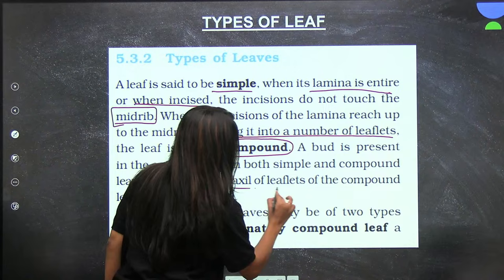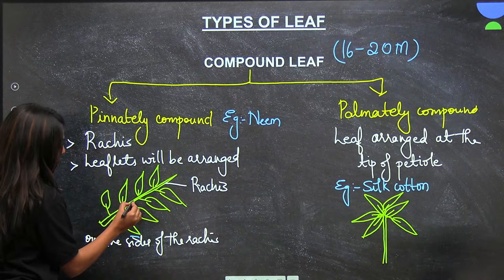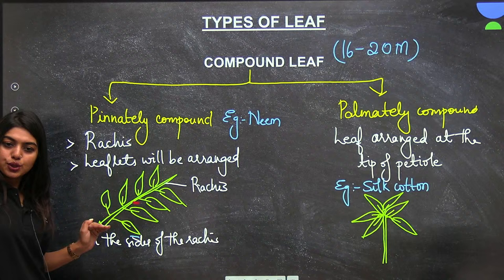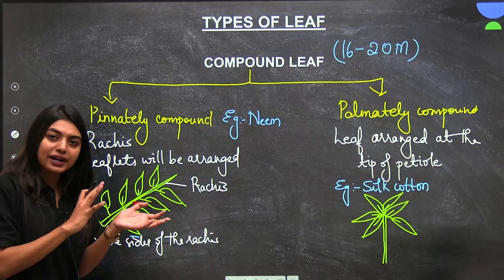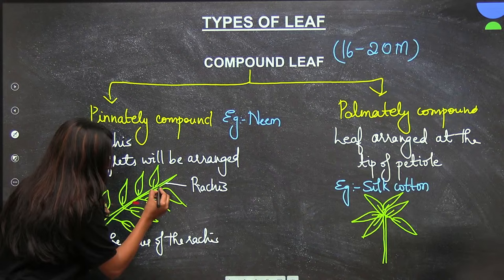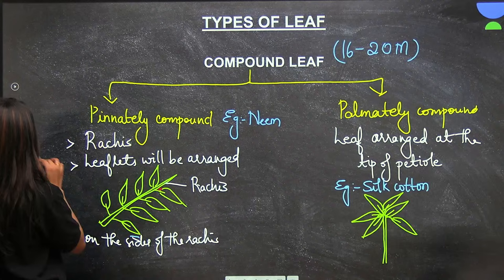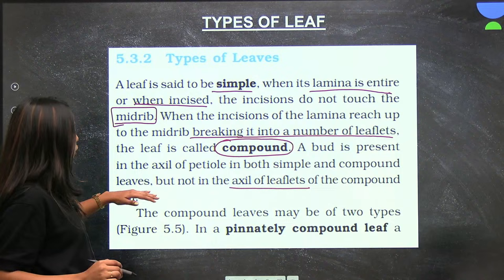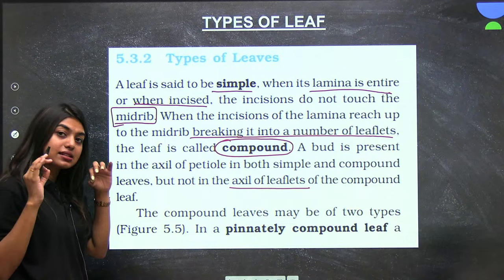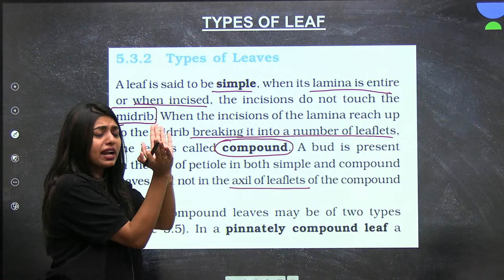What are they saying? Can you expect a bud in the axil of the leaflets? No, you are not supposed to expect it. So what they are saying is that in both compound and simple leaves, buds will be formed, but the buds will not be in the leaflet. One leaflet is there, so there it will not form. Got it? So both in simple and compound leaves there will be axillary buds, but not in the axil of the leaflet. That means in your rachis and leaflet, the bud will not be formed. Clear? That's all.